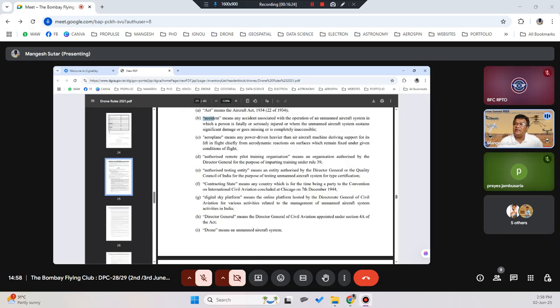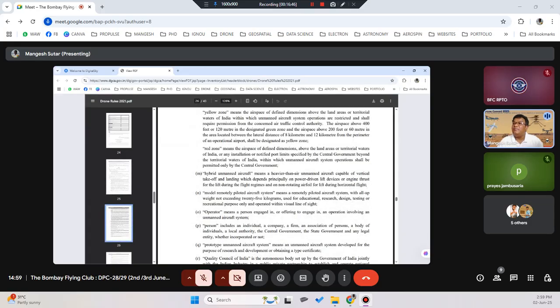Like what do you mean by accident? What do you mean by aeroplane? Aeroplane means any power-driven heavier-than-air aircraft deriving support for its flight chiefly from aerodynamic reaction on surfaces which remain fixed under given conditions of flight. That's the definition of the aeroplane. Now, if you see the same definition for the hybrid, okay, again, hybrid means what? Heavier-than-air unmanned aircraft capable of vertical takeoff and landing, which depends principally on power-driven lift devices or engine thrust for lift during the vertical flight regimes and non-rotating airfoil for lift during the horizontal flight. Okay, that is what it is, hybrid.